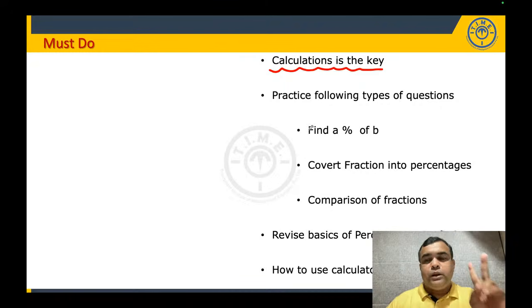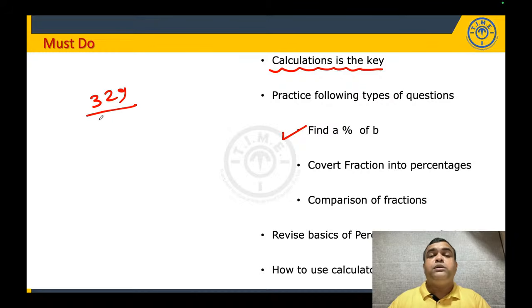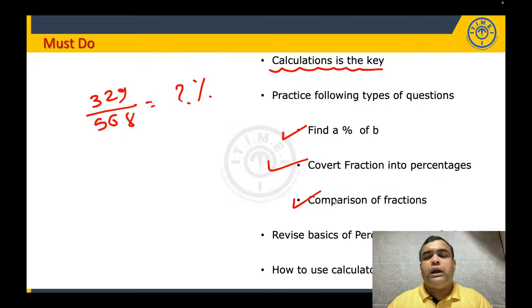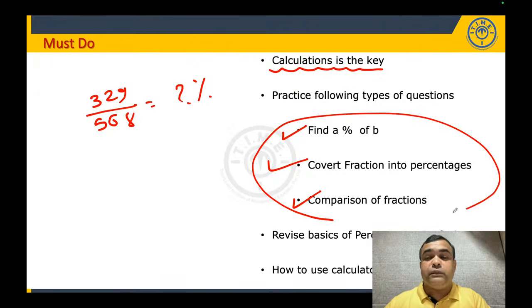DI part. मुझे 3 टाइप के कैलकुलेशन अच्छी तरह आनी चाहिए. Find A% of B approximately. Convert a fraction into percentages. 329 upon 568 is approximately how many percent? And comparison of fractions. दो fractions दे तो कौन बड़ा है कौन छोटा है, approximately I should be able to compare. Fine. So before starting with DI, first you practice these calculation part.